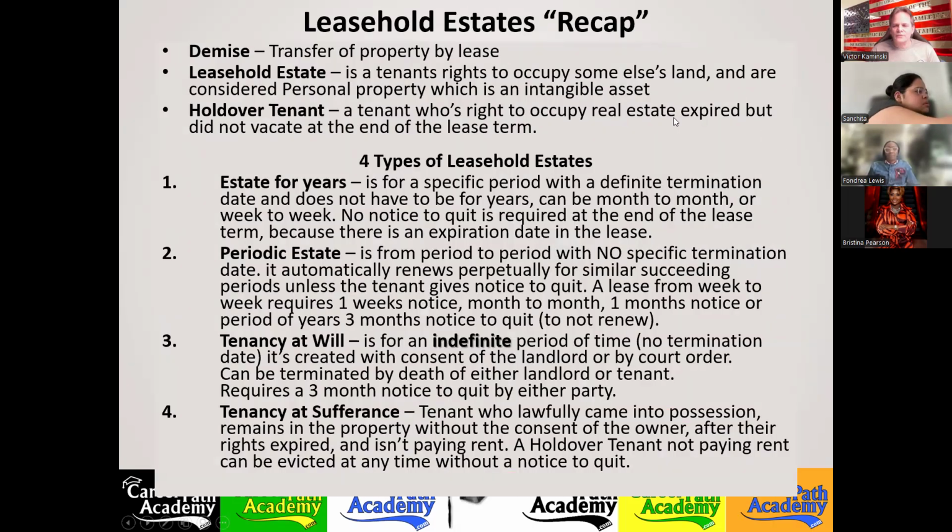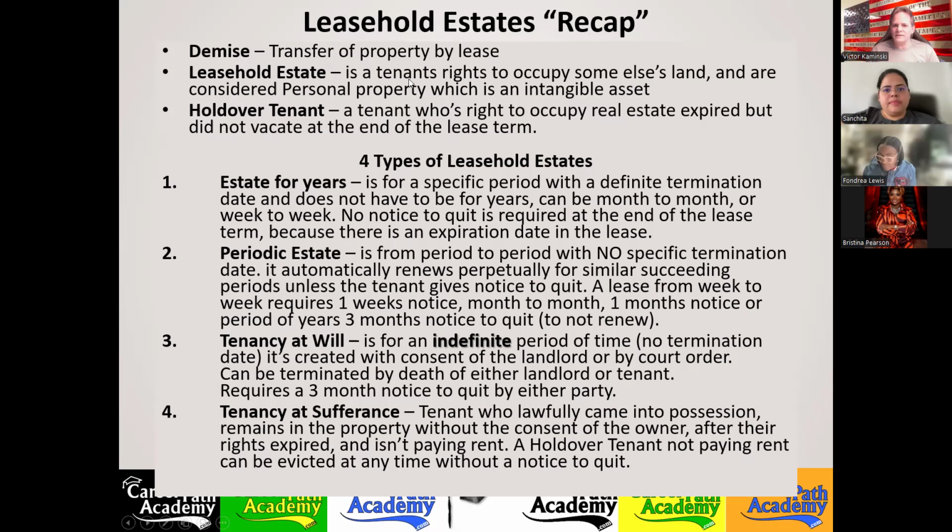Okay. So to recap, demise is a transfer of property by lease. Don't confuse it with devise, which is a transfer of property by will, upon death. Demise is the one that sounds like death, but is not. Devise is the transfer of property by death. Demise is transfer of property by lease.